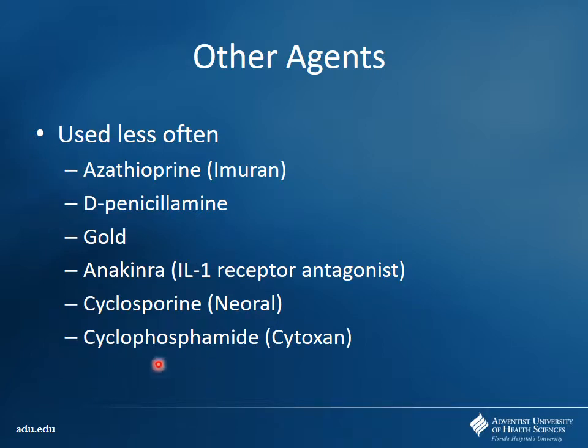So we have things like cyclophosphamide. Remember that one? Where do we talk about that? For cancer, right? We use that for cancer. It's an alkylating agent. Again, similar in effect to methotrexate. It can help to tamp down the immune system a little bit to try to decrease that inflammation. But again, we're going to see lots of problems with these drugs.